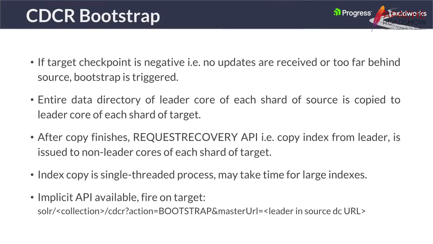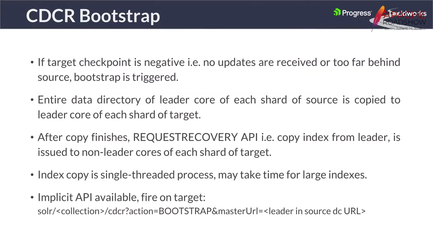Once this copy finishes at the target, all the non-leader nodes will issue a collection API called request recovery. It says, copy the index from my own leader. So it's absolutely simple. It's A to B and then C, where all the non-leaders at the target pull from their own leader.